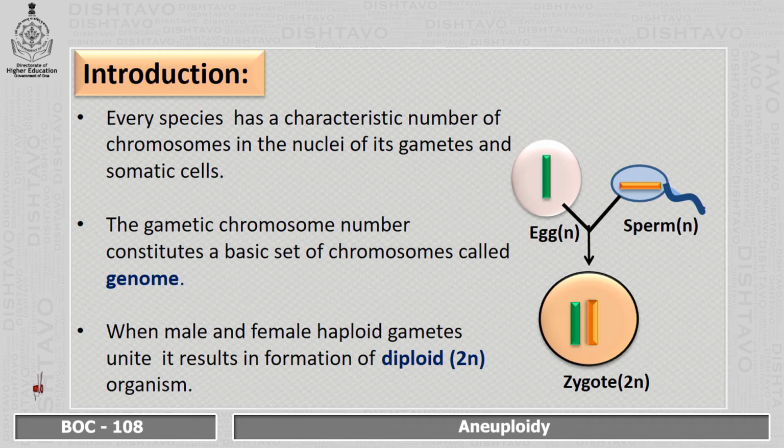We all know every species has a characteristic number of chromosomes in the nucleus of its gametes, which are N, single set, and the somatic cells, which are normally diploid, 2N. The gametic chromosome number constitutes a basic set of chromosomes which we call genome. When the male and the female haploid gametes come together, they have a set of chromosomes together, which we call the genome.